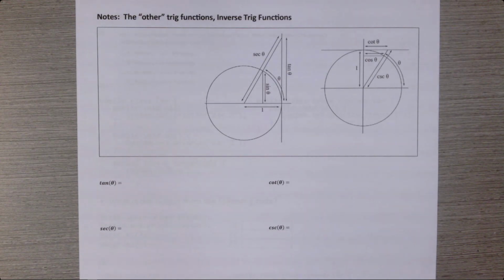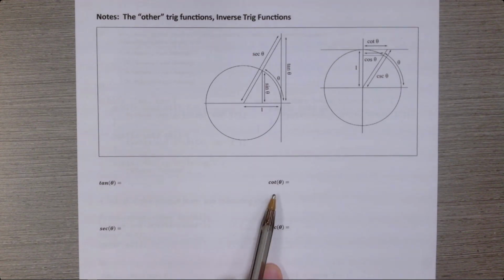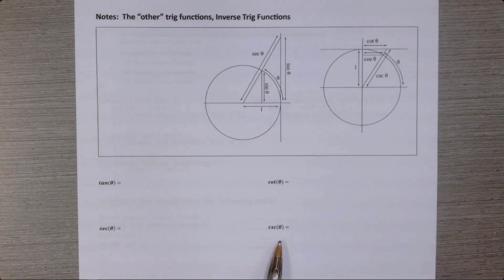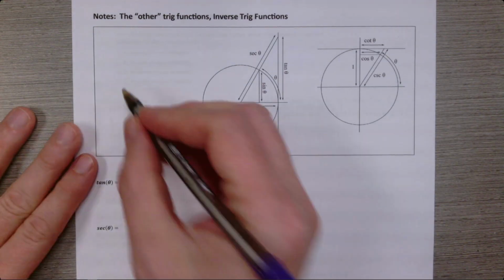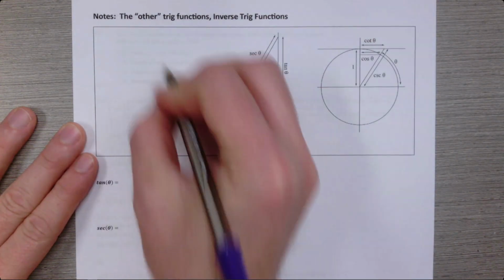Hello, everybody. There are some other trig functions that you might not know about. This one is cotangent, this one is secant, and this one is cosecant. We're going to touch on all of these functions a couple of times throughout the semester, so this is just the initial introduction to them. Let's start by filling in this blank with what we know already, though.